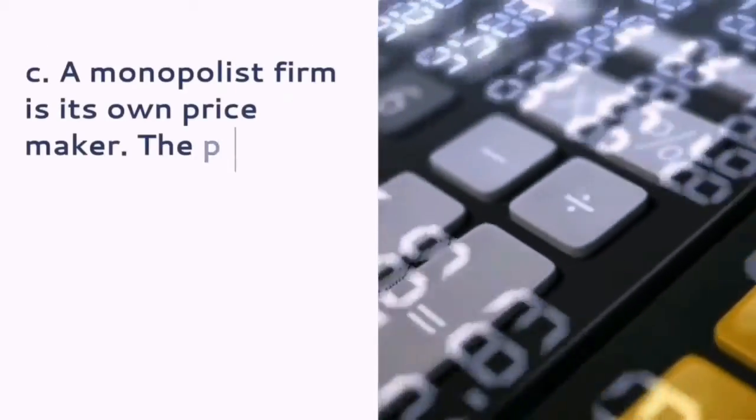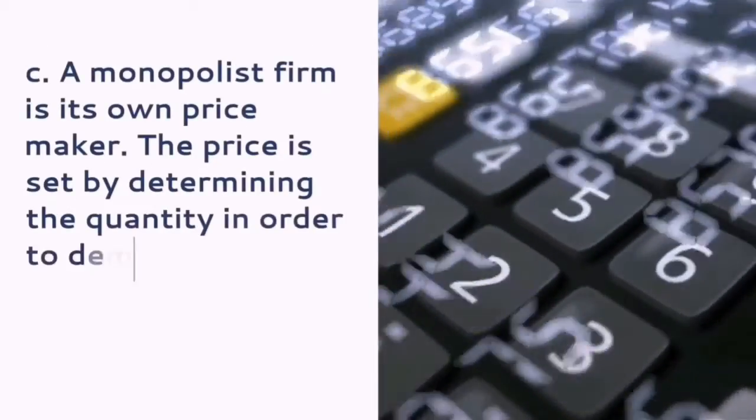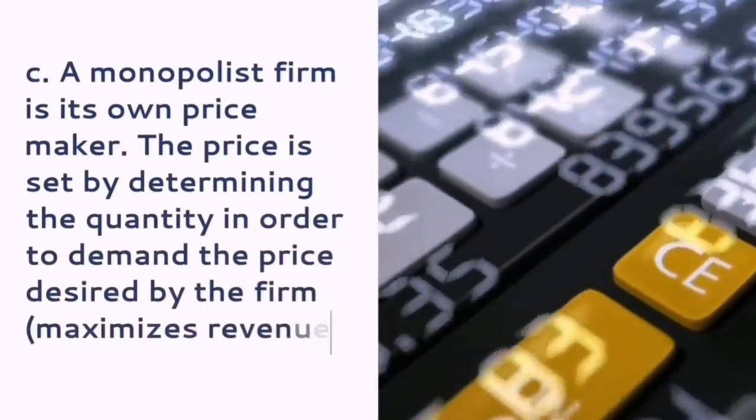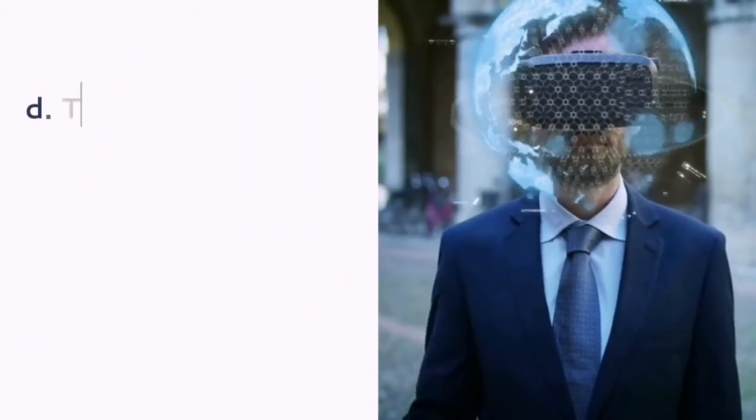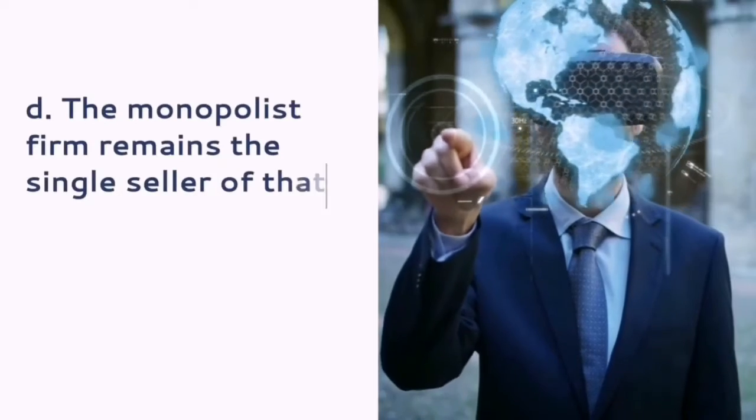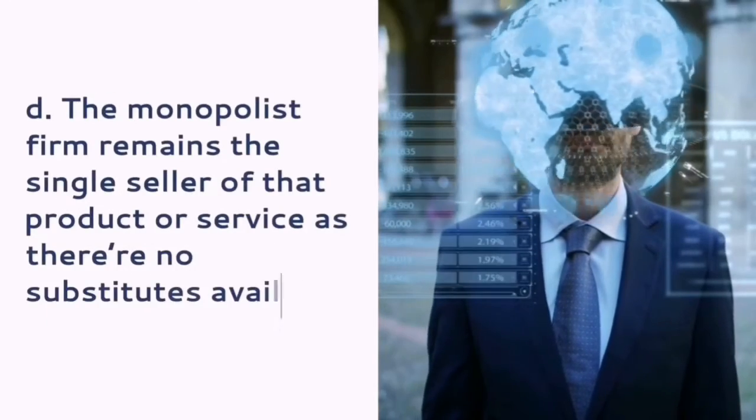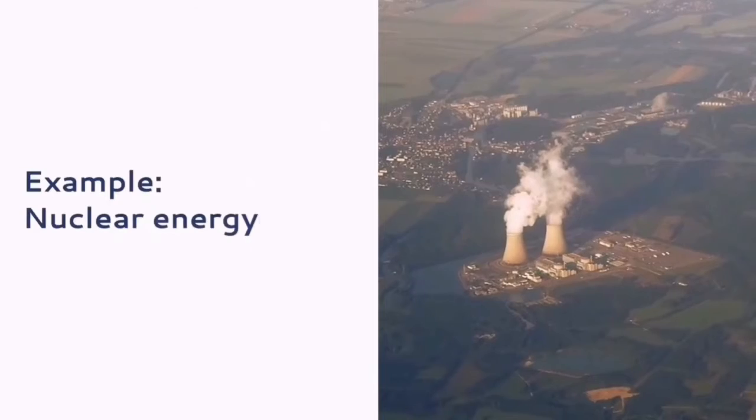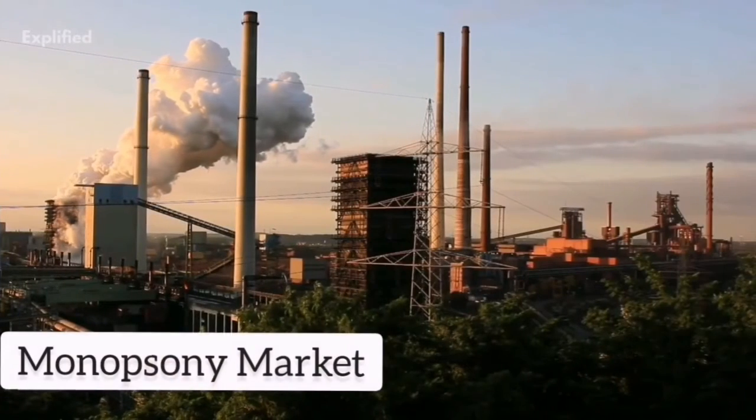A monopolist firm is its own price maker. The price is set by determining the quantity in order to demand the price desired by the firm. The monopolist firm remains the single seller of that product or service as there are no substitutes available. Examples are nuclear energy.